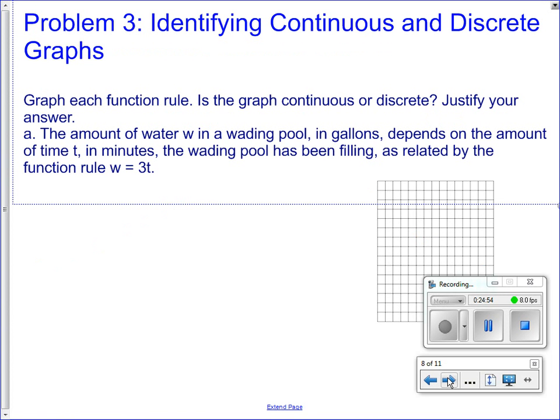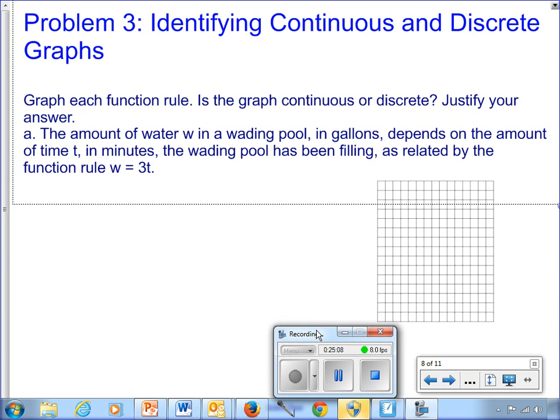Now, problem 3, identifying continuous and discrete graphs. Graph each function rule. Is the graph continuous or discrete? Justify your answer. All right, well, our first example is the amount of water W in a wading pool in gallons depends on the amount of time T in minutes the wading pool has been filling, as related by the function rule W equals 3T.